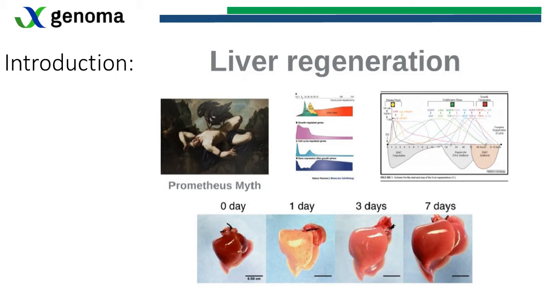This ability to regenerate itself has been known for decades. As you can see on the bottom image, after a partial hepatectomy performed in mice, after 7 days the liver goes back to its normal size and also its shape. This is a very complex and timely regulated process of regeneration, but it is very, very interesting in terms of regenerative medicine.